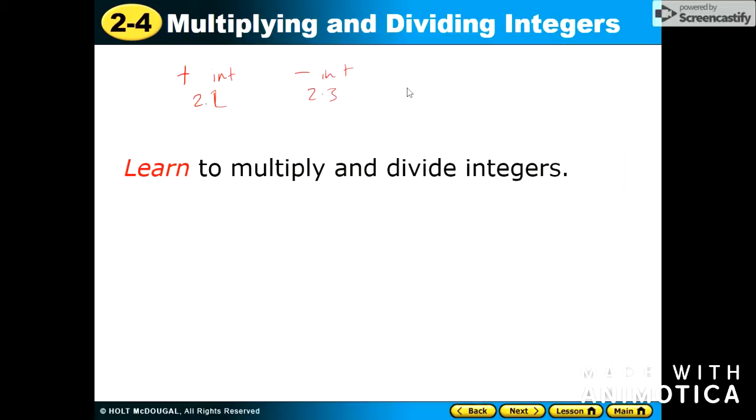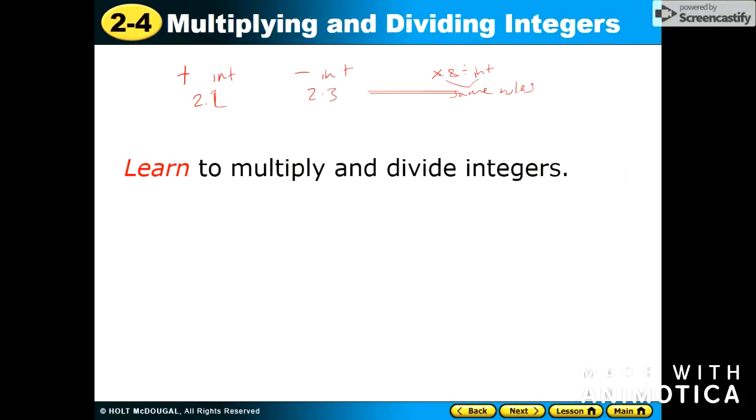What's nice about multiplying and dividing integers is that they're all one. They have the same rules. Remember, we had to memorize a couple of different sets of rules for adding and subtracting integers. For multiplying and dividing, they have the same rules, which is super nice.